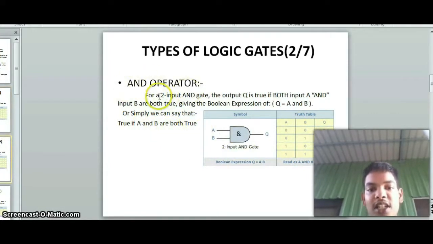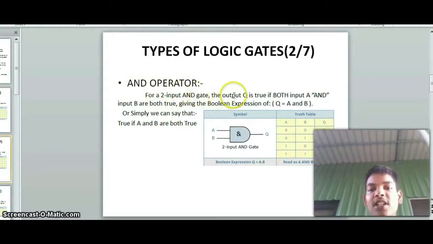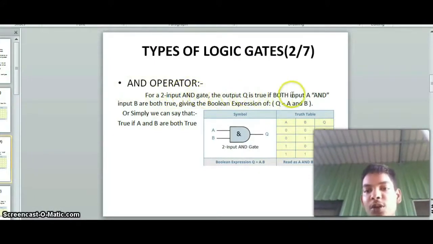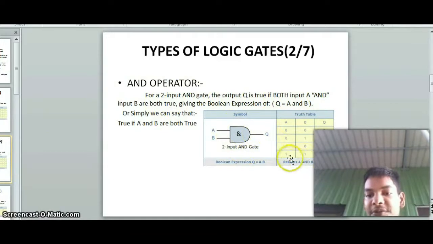AND operator. AND is another type of logic gate which gives the output only when both A and B are true. The physical representation of this AND gate is a straight line with two inputs and one output. As we can see here, only when both A and B are 1, we get the output 1. The Boolean expression is A into B.